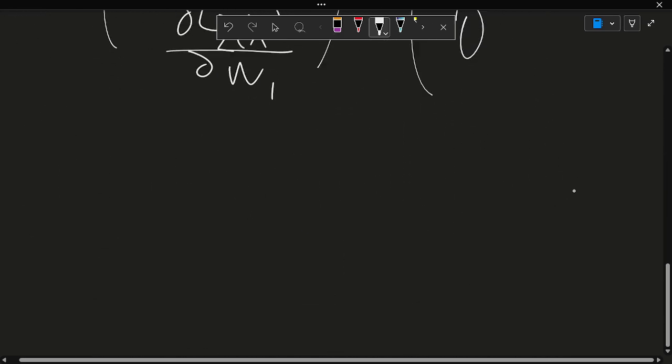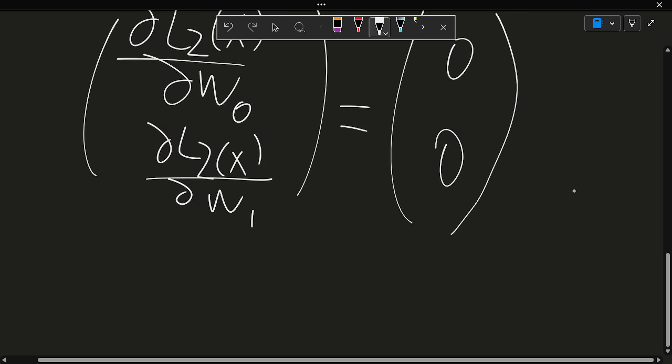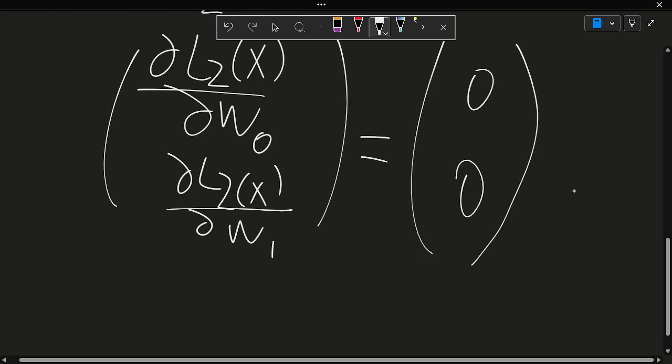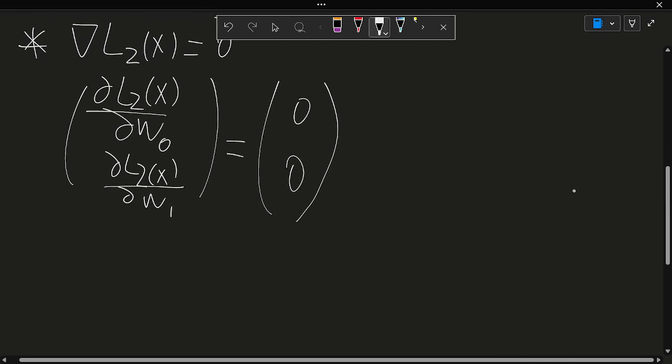In a following video, I will prove how you could figure out the values of w0 and w1 starting from this equation. But for the sake of speed and being very concise, I'm just going to tell you the answer.